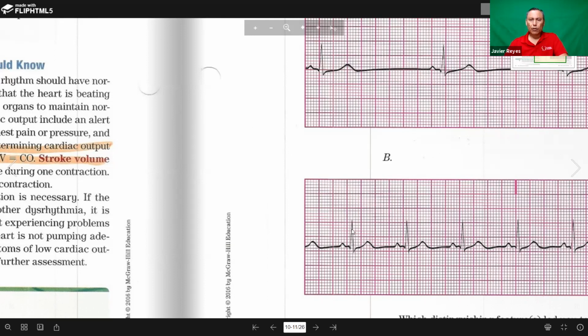This we call the QRS complex. We call it a complex because it's three waves in one. It's your Q, your R, and then your S wave. QRS. That's what we call it, QRS complex.